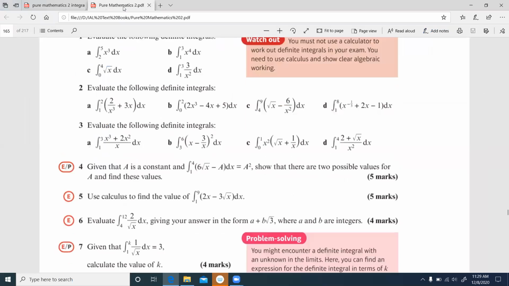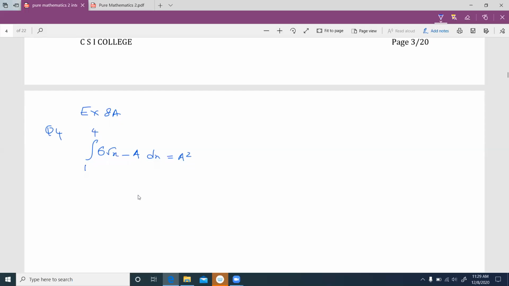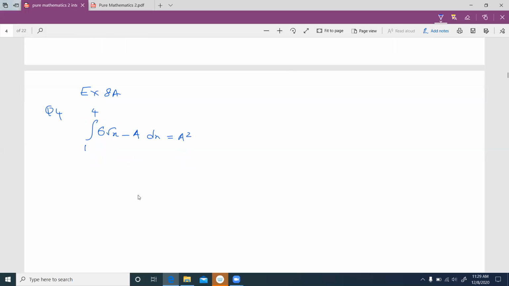Yeah, question number 4, right? Okay, now let's see how to do this question. Simply what you need to understand is, this a is just like a constant, just like 5, 6, 7, or something minus or whatever it comes like that. So what you need to do is initially we'll do this integration.